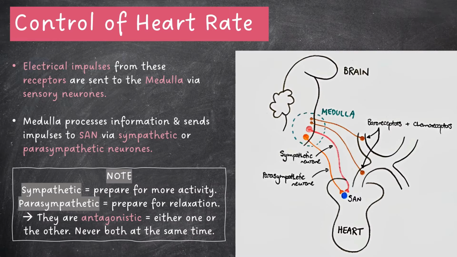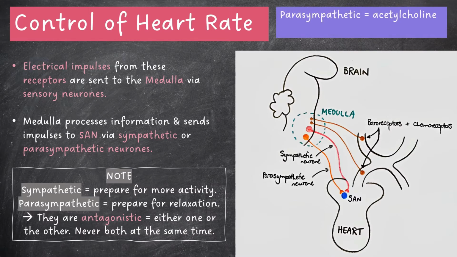If an electrical impulse is sent via a parasympathetic neuron, the neurotransmitter acetylcholine is released and binds onto receptors on the SAN. The SAN then sends out electrical impulses at a lower frequency, heart rate decreases, and the body is prepared for relaxation. If the medulla sends electrical impulses via the sympathetic neuron, noradrenaline is released, which binds to receptors on the SAN, and the opposite happens. The SAN sends out electrical impulses at a higher frequency, heart rate increases, and the body is prepared for more activity.